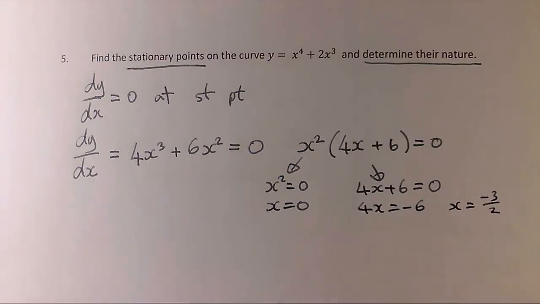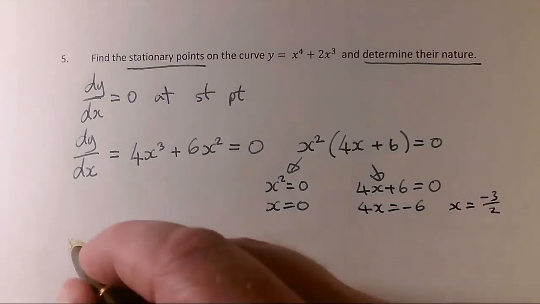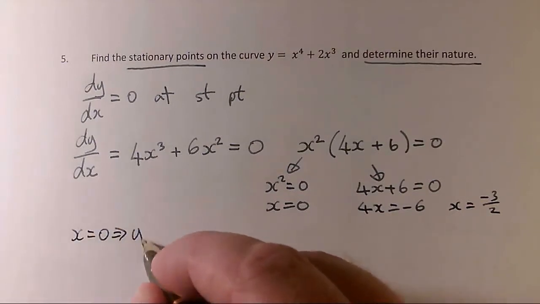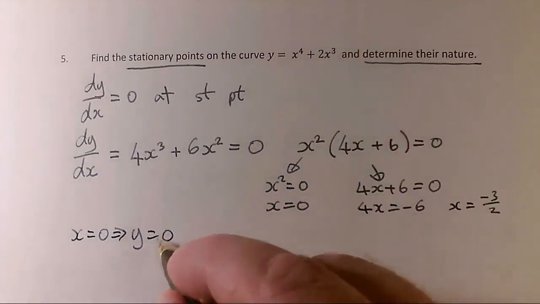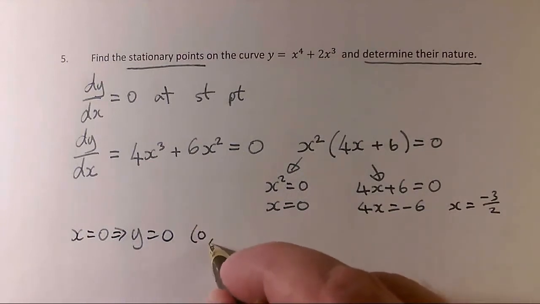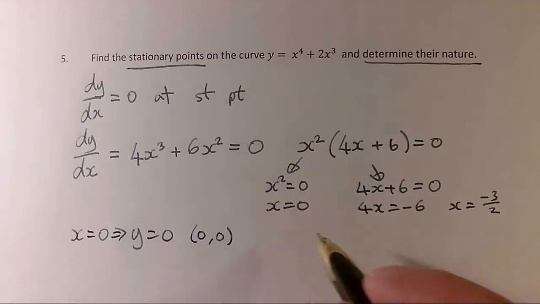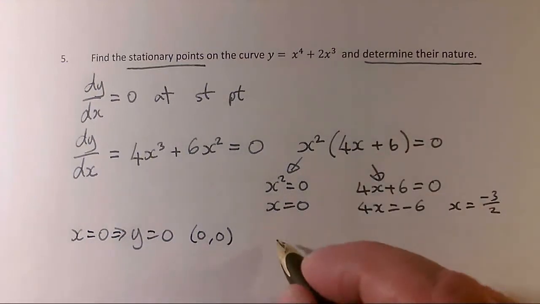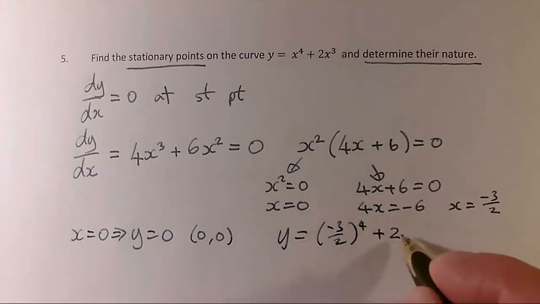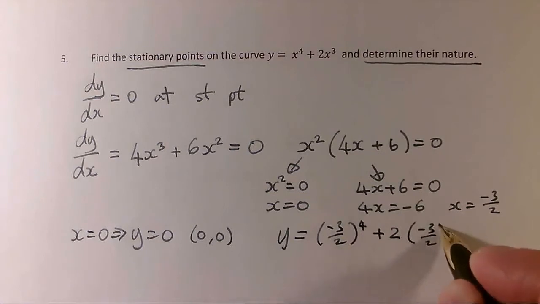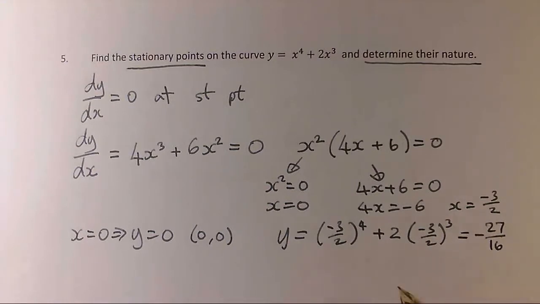So I've got two x coordinates. Of course I need the y coordinates. So x equals 0 implies that y equals, well, if you sub 0 in for x, these will both equal 0, so y will equal 0. So one of the stationary points is at the origin. And the other stationary point, when x is minus 3 over 2, y is minus 3 over 2 to the power of 4 plus 2 times minus 3 over 2 cubed, which is a calculator job probably. It's minus 27 over 16, so the other stationary point is minus 3 over 2, minus 27 over 16.